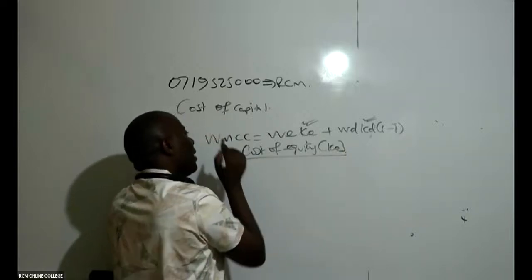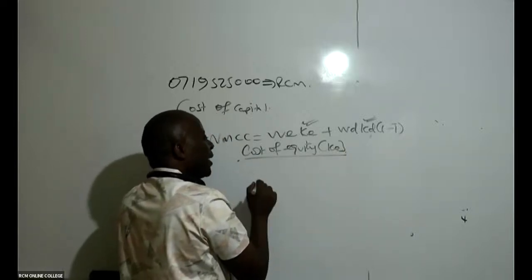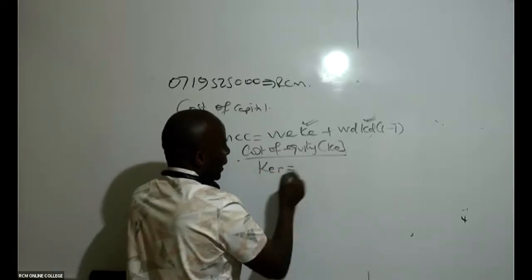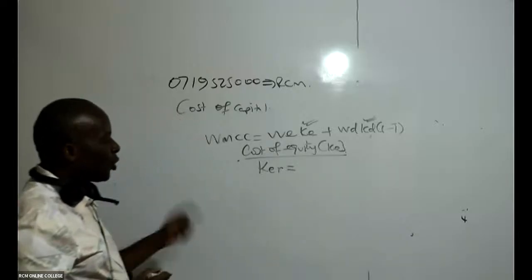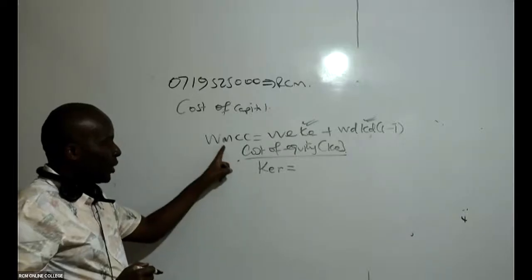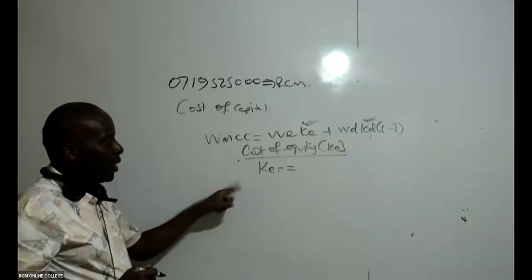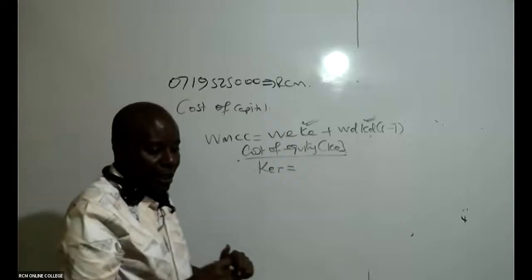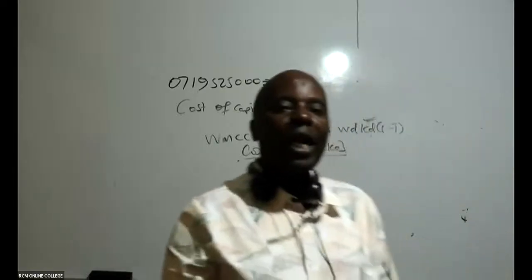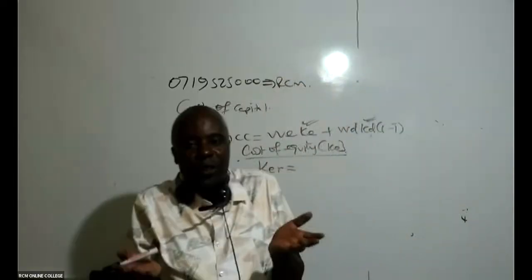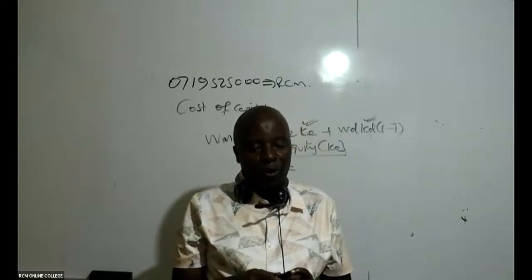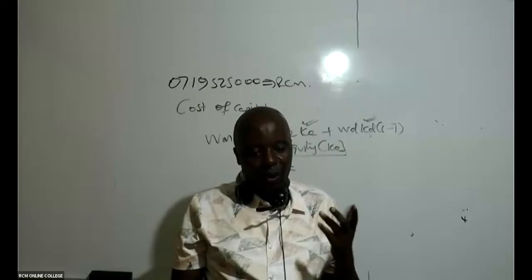Because this is WMCC, I must compute cost of equity retained earnings, and I must compute cost of equity ordinary shares. Because it's WMCC, retained earnings becomes relevant. So I must compute cost of equity retained earnings. How do I do this? It's very easy. Do we have any ninja that knows how to compute the cost of equity formula?